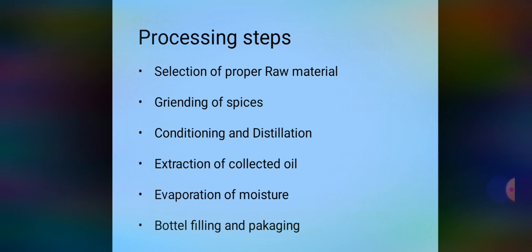Then evaporation of moisture. While separating these oil particles from the collecting tube, some small particles of moisture will come into our final product, so we have to evaporate this moisture content. Then bottle filling and packaging. Whatever product or spice oil we have, we are going to pack in glass bottles. Generally these types of materials are not packed in plastic bottles.